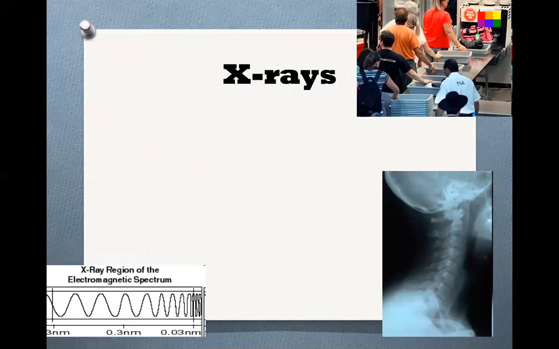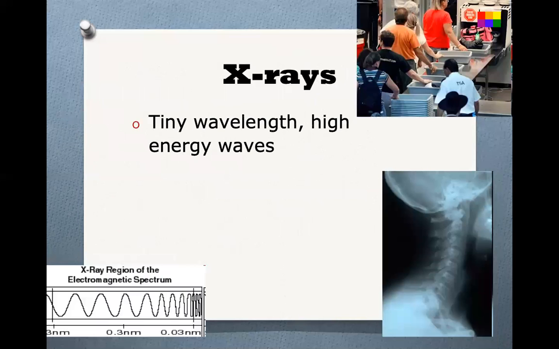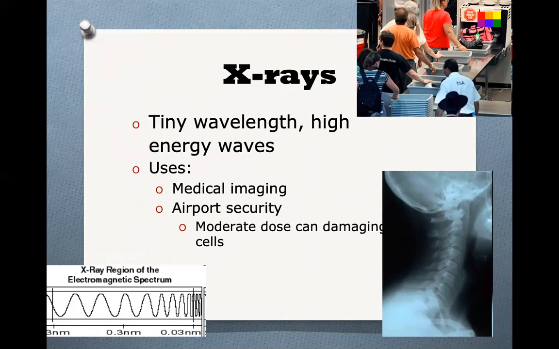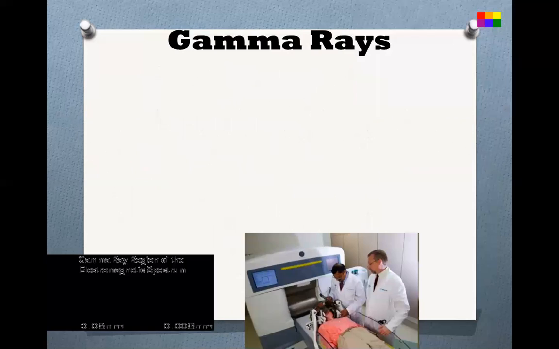All right, X-rays are next. X-rays are tiny wavelengths, high frequency waves. They are used for medical imaging and airport security. It doesn't take a whole lot to be damaged. That's why when you get an X-ray, they put a coat on you just to get your teeth, not everything else.